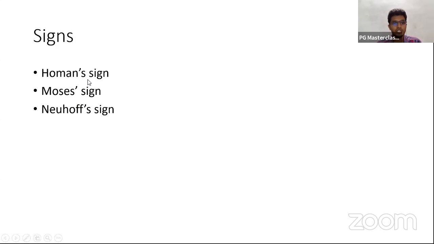In Homans sign, the sudden passive dorsiflexion of the foot causes cramping pain in the calf muscles, which is a sign elicited for deep venous thrombosis. In Moses sign, the palpation of the calf muscle causes tenderness. In Neuhof sign, the deep palpation of the calf muscle causes cramping pain.